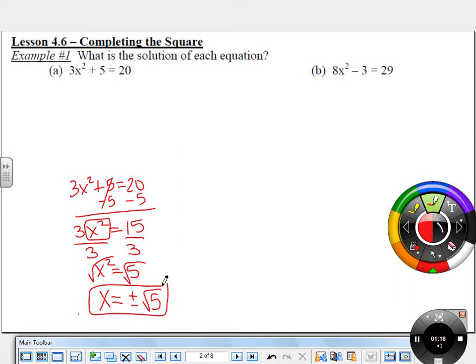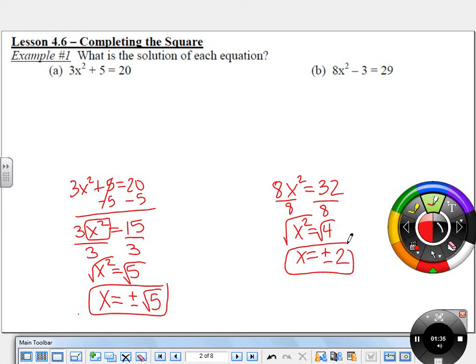So similar idea in part B, we would add 3 to both sides, so we'd get 8x squared equals 32. We would divide by 8, giving us x squared equals 4. We would take the square root, giving us x is equal to plus or minus 2. Okay, so that's 2 solutions for us.